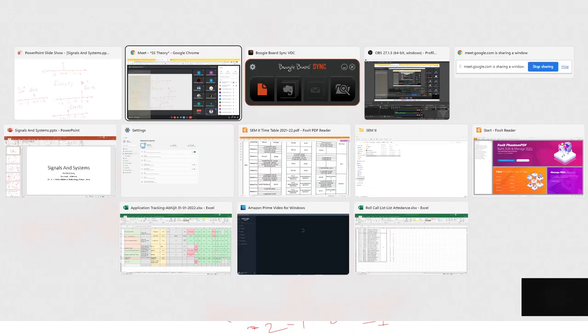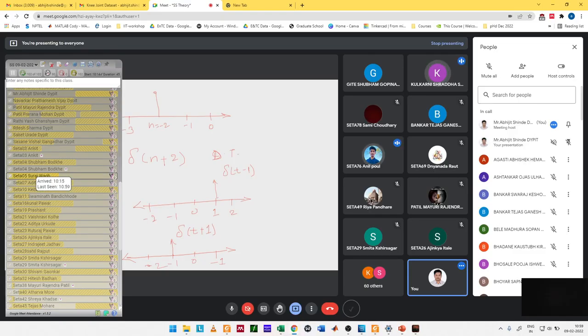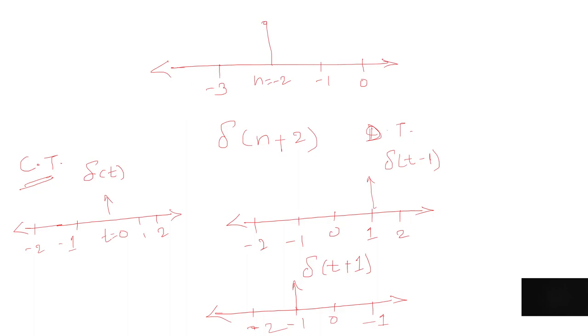I hope I'm clear now. Yes, sir. Understand this. As it is continuous, it can take a value of 0.001 also. It does not have to shift by one. So that means a signal can be over here also. Understand this. Anywhere between 0 to 1, it can appear like this.